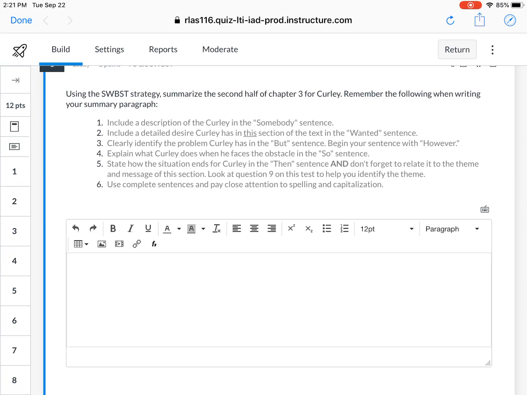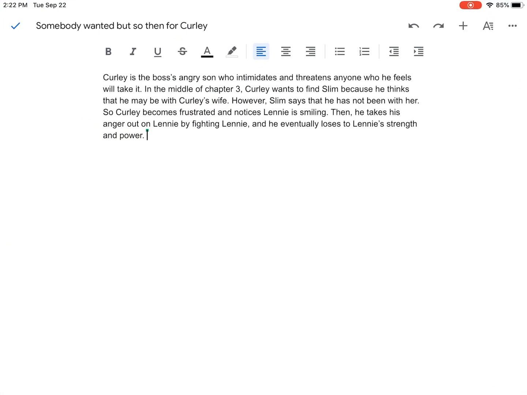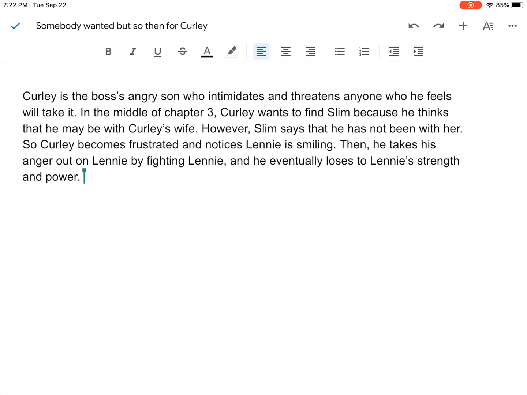We're supposed to include a detailed desire that Curly wants for the wanted part, identify the problem that Curly has in the but sentence, explain what Curly does when he faces the obstacle in the so sentence, and then finally how the situation turns out for Curly in the then sentence. And we should probably point out the theme because it has something to do with how things turned out for Curly. Also make sure that you're using complete sentences. Each part of the somebody wanted but so then paragraph should be one sentence long, so 5 sentences total. So we're going to look at a somebody wanted but so then paragraph that I wrote.